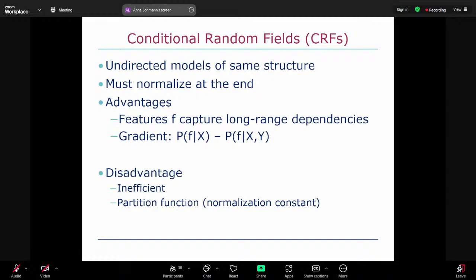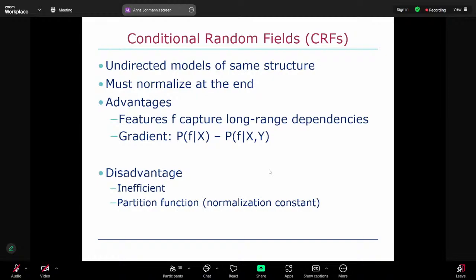The advantage of this approach is that features can capture long-range dependencies, and you have to do gradient descent, but it's convex, and the gradient is really simple. For each of your features, the amount you just adjust the weight on that feature by is just the difference in the probability of the feature given your input variables compared to your inputs and outputs.